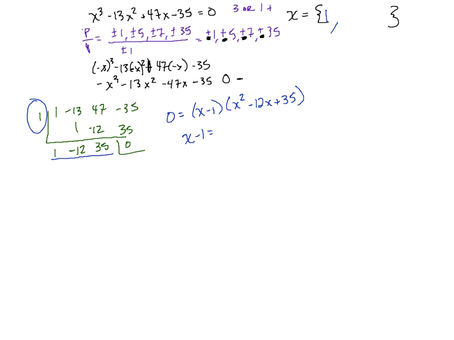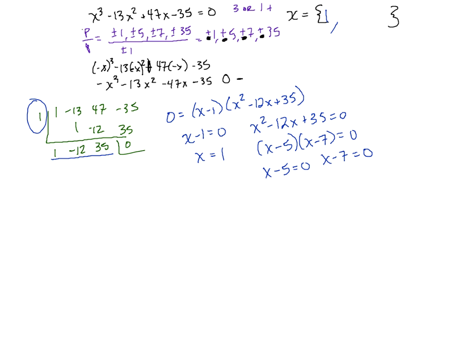So x minus 1 equals 0. x squared minus 12x plus 35 equals 0. So here, x is 1. Right. And actually, I can factor this other thing in my head. I don't need to use synthetic division. This is the same thing as x minus 5 times x minus 7 equals 0. So x minus 5 equals 0, x minus 7 equals 0, so x is 5, x is 7. 1, 5, and 7 are your solutions.